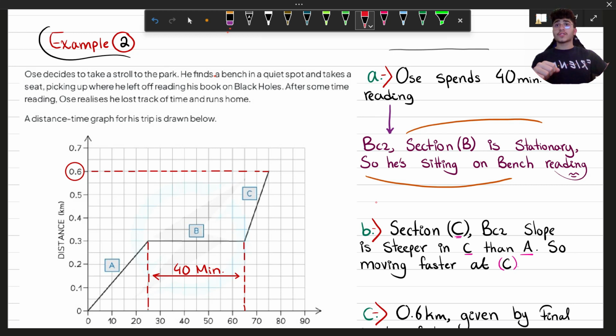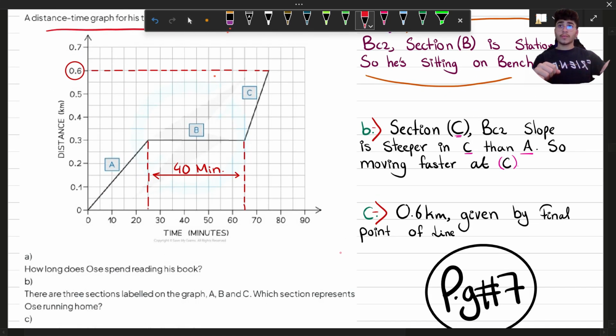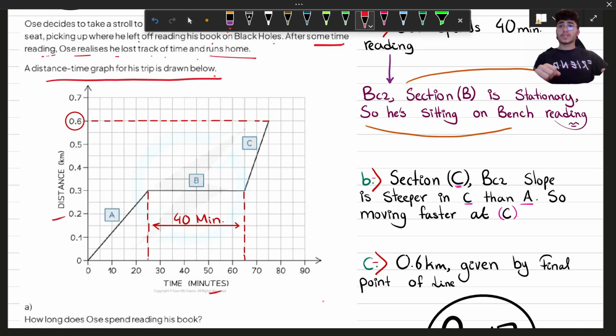Jose decides to take a stroll to the park. He finds a bench in a quiet spot and takes a seat, picking up where he left off reading his book on black holes. After some time reading, Jose realizes he lost track of time and runs home. A distance time graph for his trip is drawn below. So there's a distance time graph, distance over time. So what's happening? At first, he was moving at a constant speed during A, then he sat for some time, then he continued moving at a constant speed.